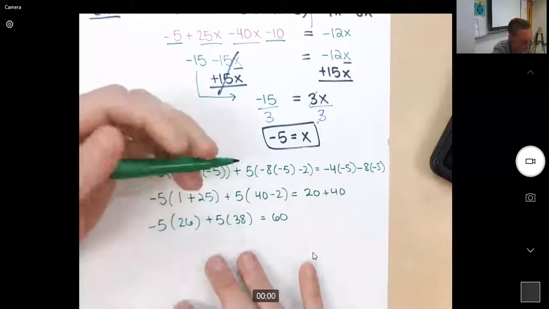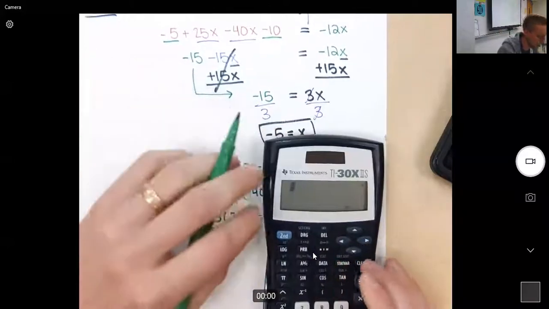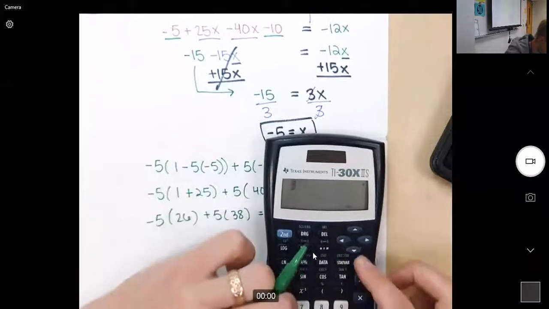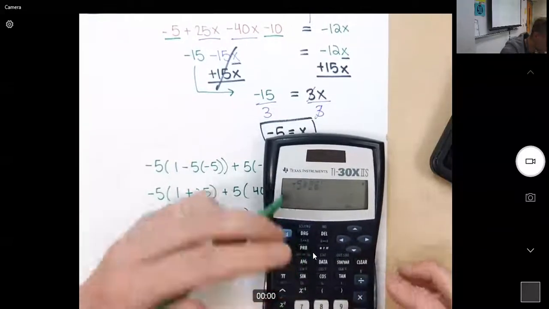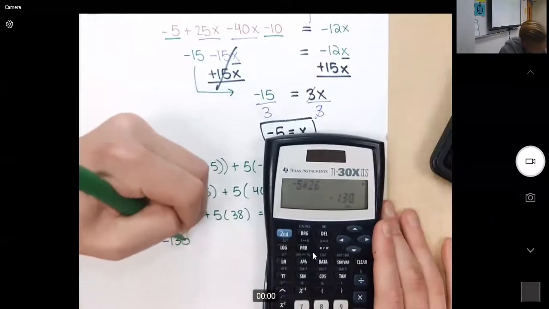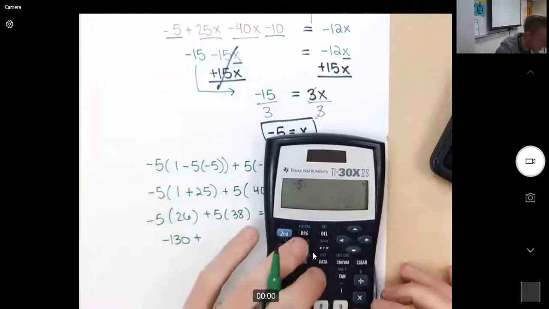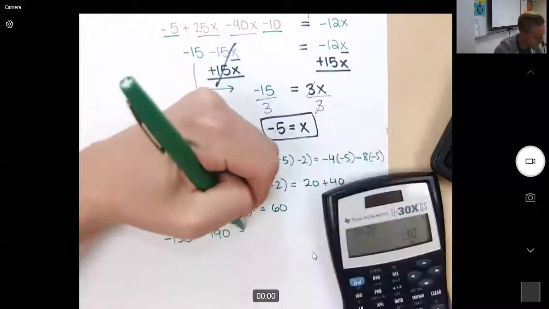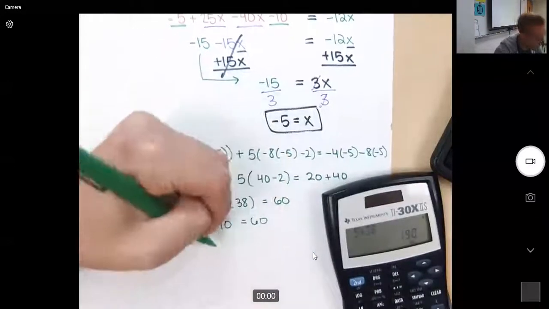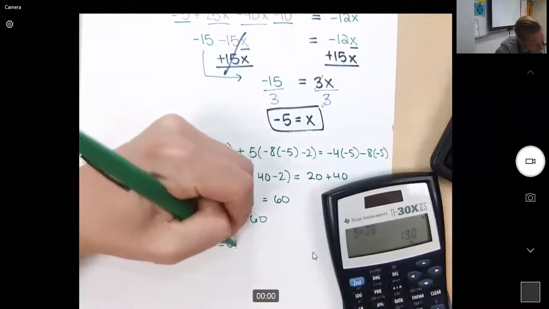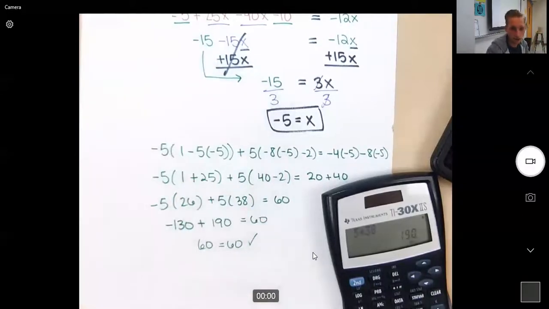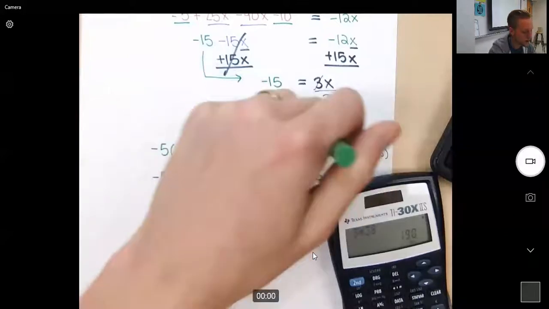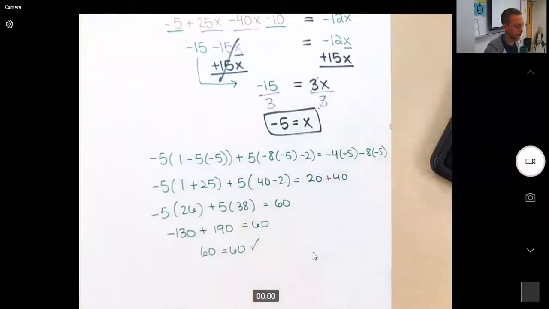Well, negative 5 times 26, I'm going to pull that into a calculator, though I think it's negative 130. Yep. And 5 times 38 is 190. And negative 130 plus 190 is 60. So 60 does equal 60. It checks out. You can also just plug each part of the equation into a calculator and check it there. All right, and that'll conclude today's video over solving equations.